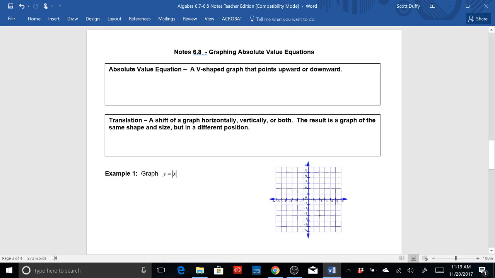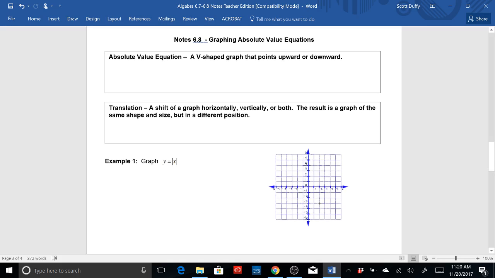This is a short little video to show you guys the notes for 6.8. This is for graphing absolute value equations. An absolute value equation is a V-shaped graph that points upward or downward. And then a translation is a shift of the graph horizontally, vertically, or both. The result is a graph of the same shape and size, but in a different position.